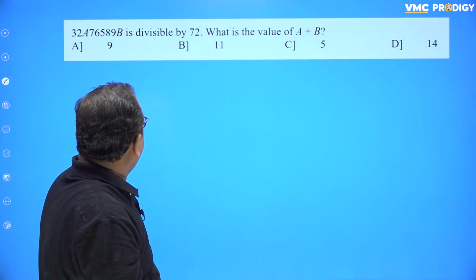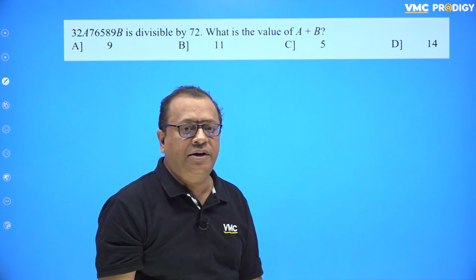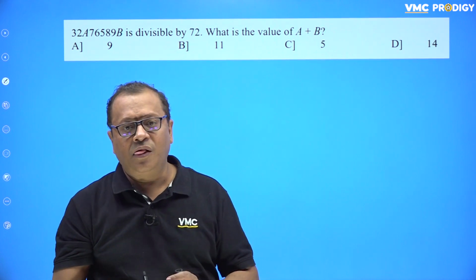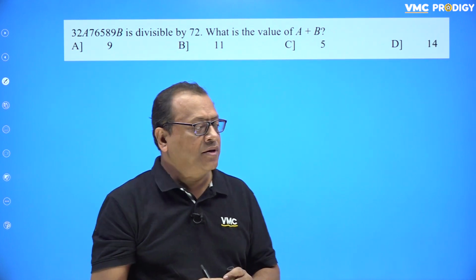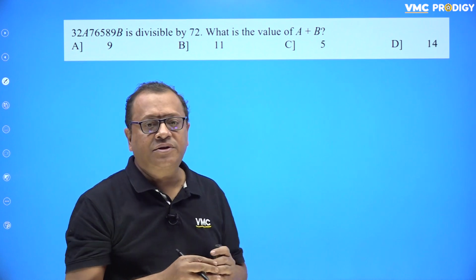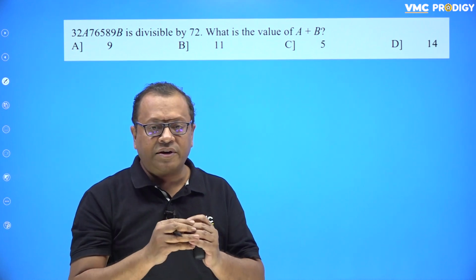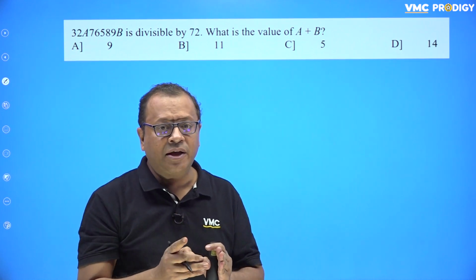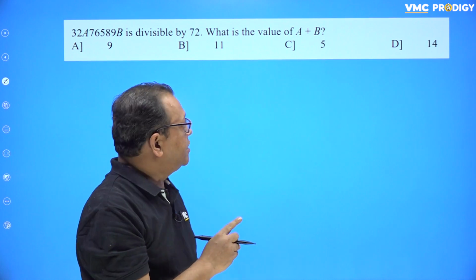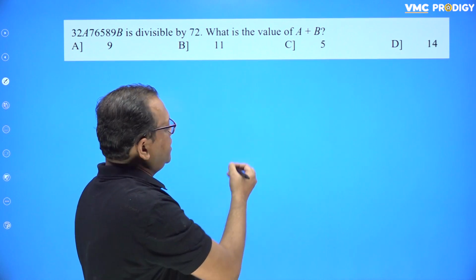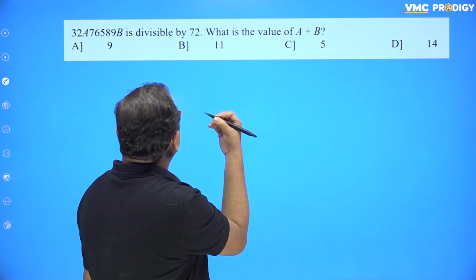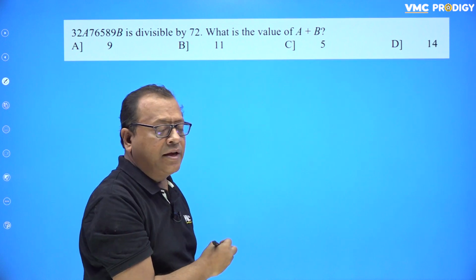This question: 32A7 6589B is divisible by 72. What is the value of A plus B? Now 72, what is the rule of 72? The rule of 72 is it has to be divisible by 8 and 9. Now what is the rule for 8? The rule for 8 is that the last 3 digits have to be divisible by 8.